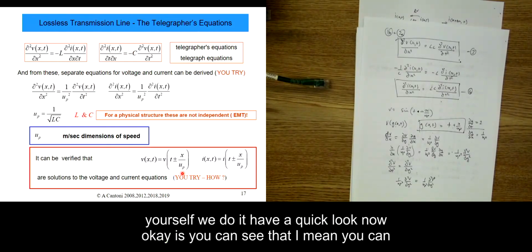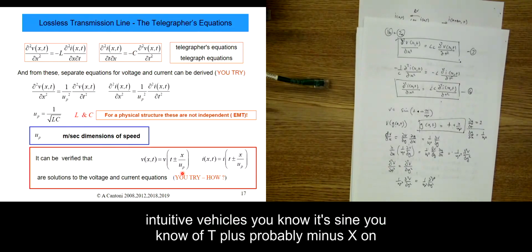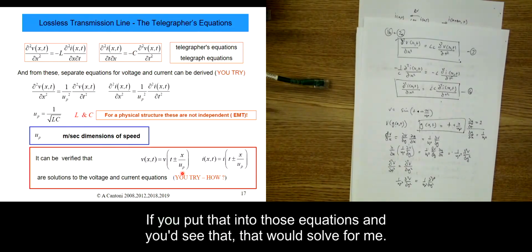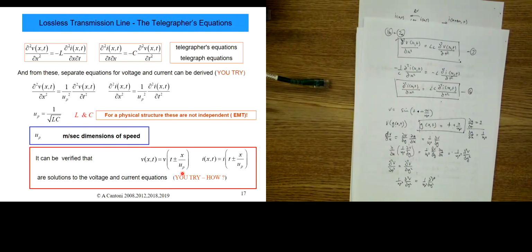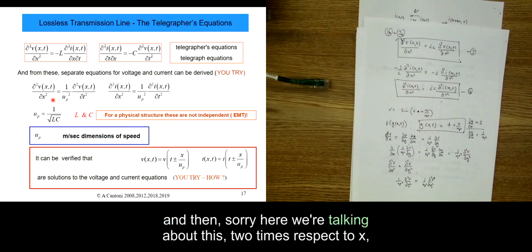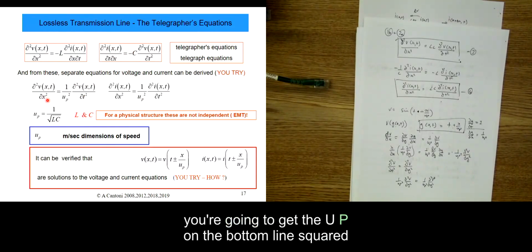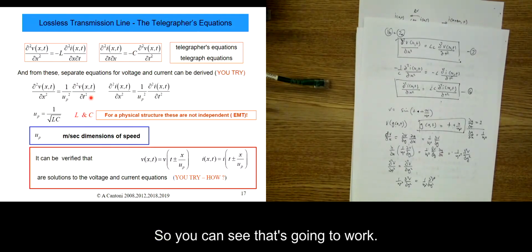Okay, you can check it more easily if you just put in a sine or a cos. So to be a bit more intuitive, v equals sine of t plus or minus x on UP. If you put that into those equations, then you'd see that it would solve. You do the second derivative, 2 times sine is going to give you sine back, right? With respect to x, you're going to get the UP on the bottom line squared, and with respect to t, it's just going to be sine again, right? Okay, so you can see that's going to work.